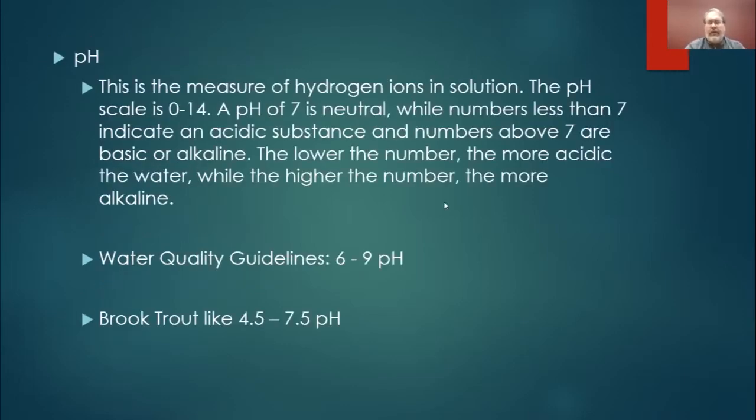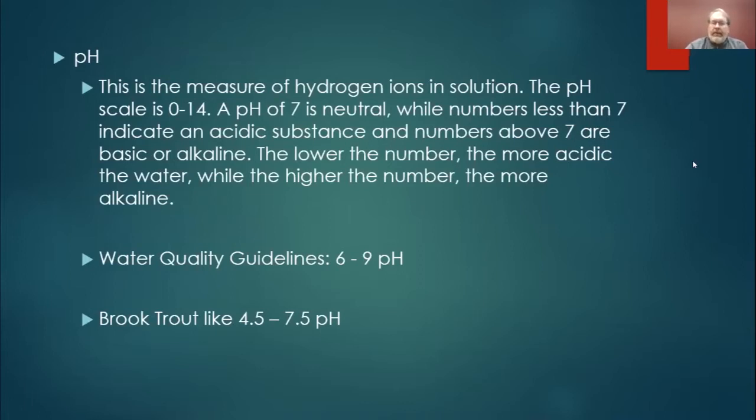I know this is a little bit rudimentary for some, but I do want to just quickly review those criteria. So what is pH? Well, pH is a measure of hydrogen ions in solution. I think we all know the scale for pH goes from 0 to 14. 7 is neutral. Anything less than 7 is considered acidic. Anything greater than 7 is basic or alkaline.